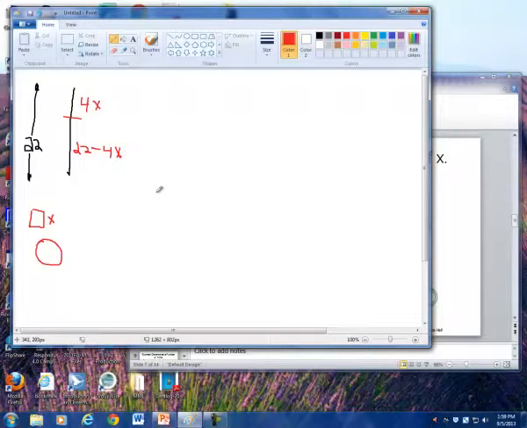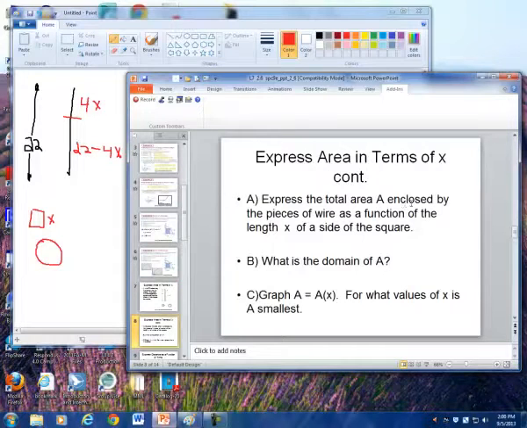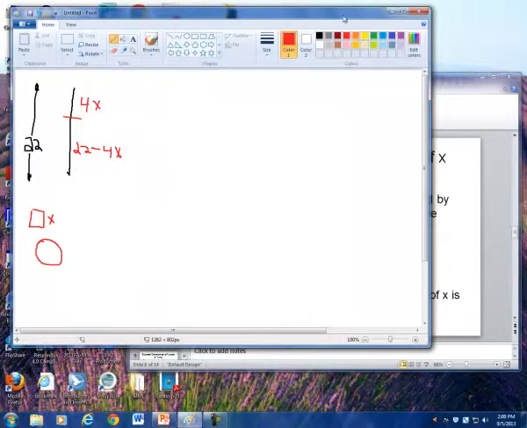Okay, so from here, the idea here is that express our total area A enclosed by the pieces of wire as a function of the length x of the side of the square. So here, the side of the square is going to be our independent variable, and so we're looking at area in terms of x. Okay, so basically what we've got here is we want to find area in terms of x, but we've got two pieces here.